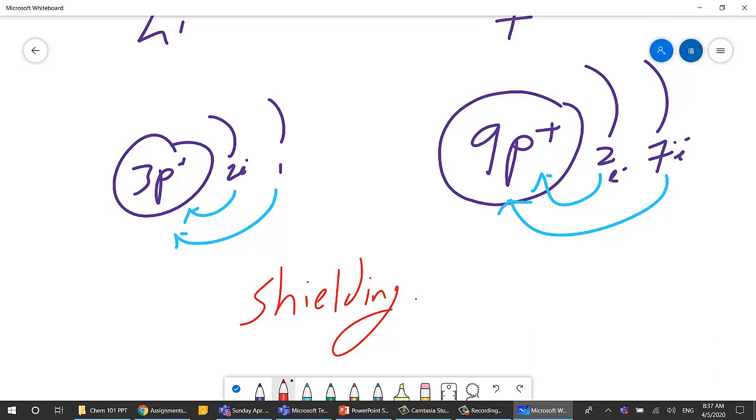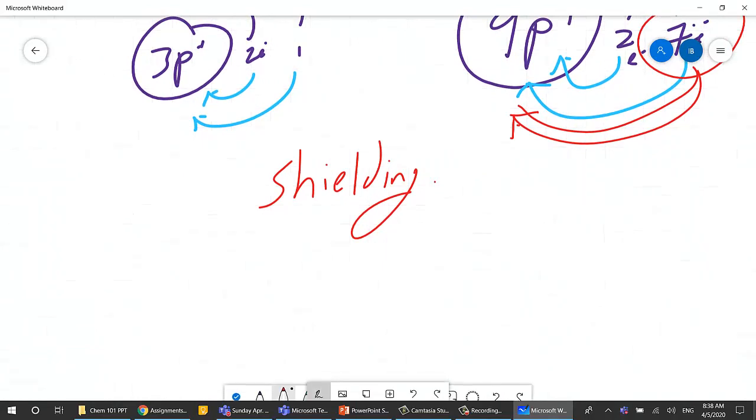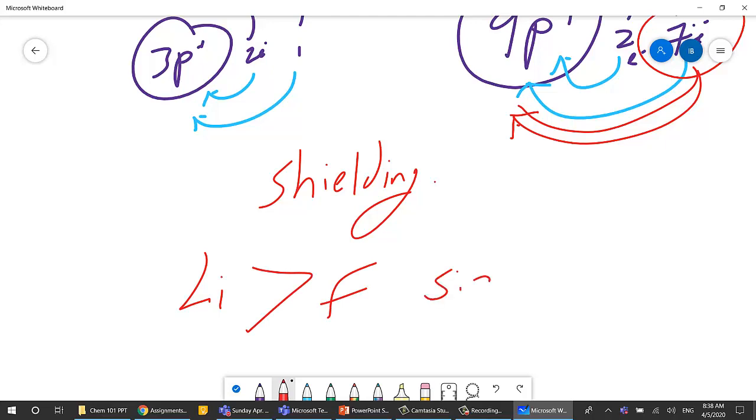In the case of fluorine, we have 2 core electrons trying to shield 7 electrons from getting into the nucleus. But as you see, these 7 electrons are just too many, so they're going to win. If you remember, they're going to cross the line and come close to the nucleus, and therefore we have weak shielding in the case of fluorine, and that's why fluorine is smaller in size than lithium. I wish that you understand this point, and this is because of the shielding.